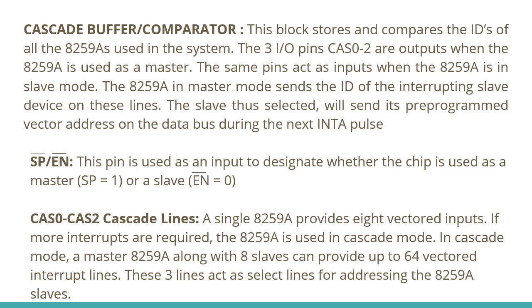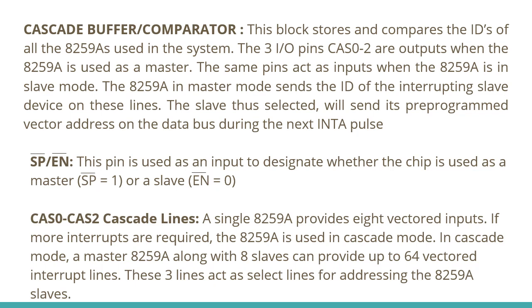So the 8259A will send the ID of an interrupting slave device on these lines. That means the one particular slave is getting selected by the master. The slave thus selected will send its pre-programmed vector address on the data bus during the next INTA phase. That is, in the cascaded mode, it is the master which will decide which among the slave 8259A is getting to send an interrupt vector to the processor.